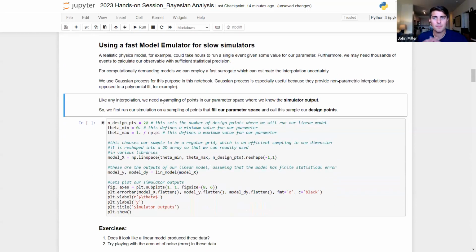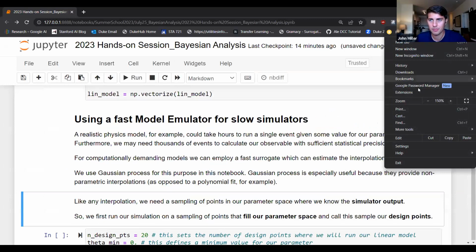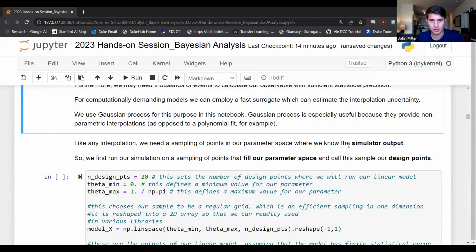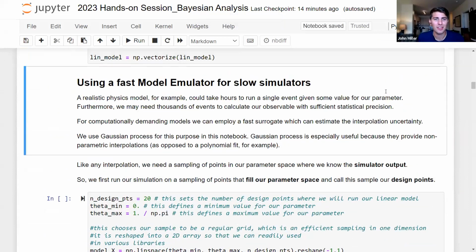And so, in general, these simulators that we work with are going to be... Oh, you want me to zoom in? Yes, I can do that. Now, is that a bit better? Okay, great. Sorry about that.